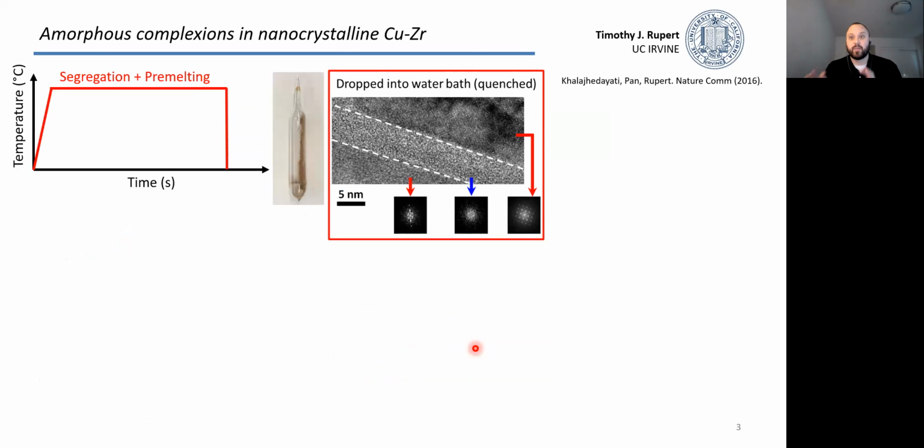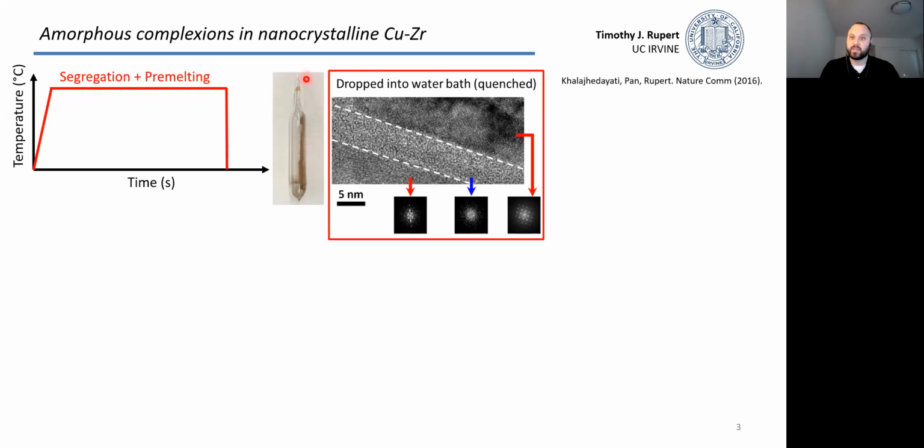We started in this area by working with nanocrystalline copper zirconium. The idea is pretty simple. You can do something like ball milling, make a nanocrystalline alloy. You heat up to a high temperature, in this case, below but near the melting temperature of the alloy. This gives you enough thermal energy for segregation. And in our case, we actually get pre-melting or formation of these amorphous complexions at the boundary.